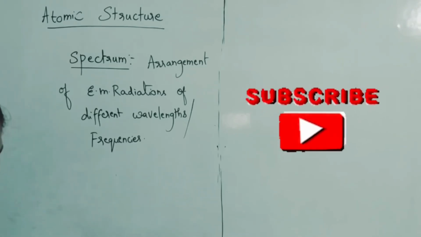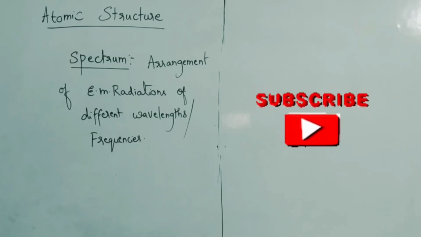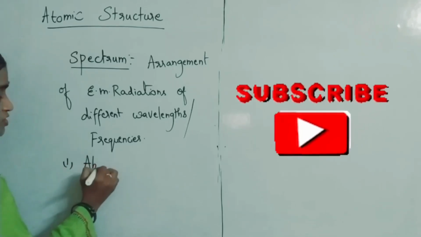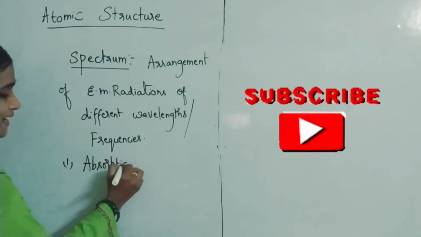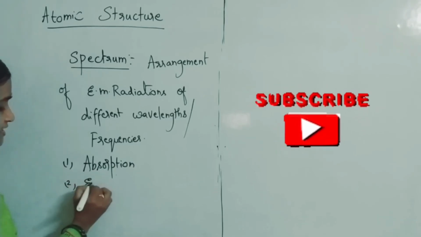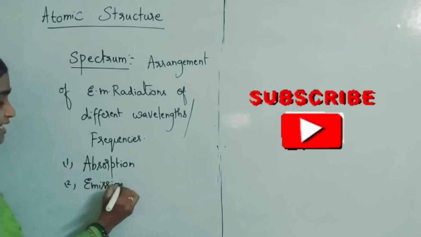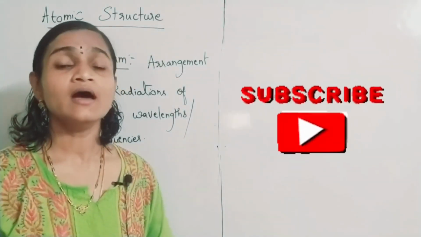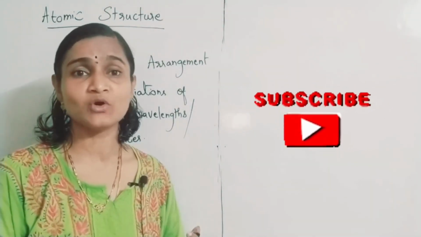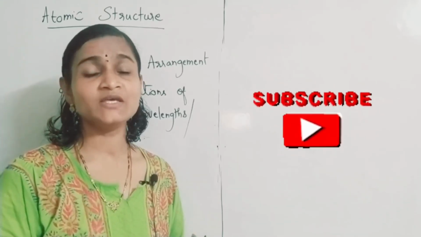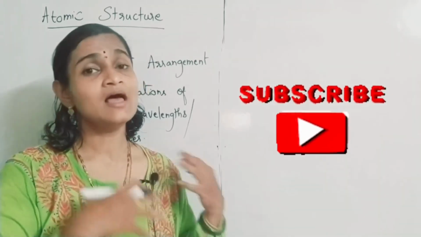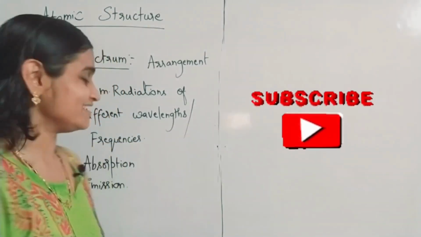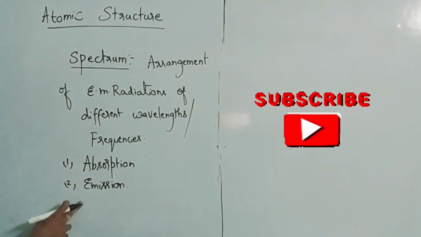Directly if you go for the concept, you have two types of spectra. What are those? Absorption spectrum and emission spectrum. Actually speaking, you have continuous and discontinuous, visible and invisible. You have many classifications in spectrum also. That's why I am saying you please go through, visit my channel. Definitely you will get all these topics in detail. Right. So absorption spectrum and emission spectrum.